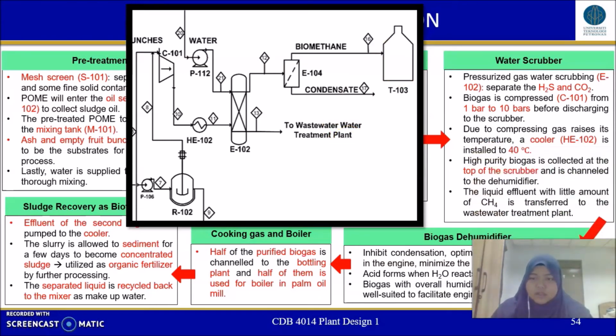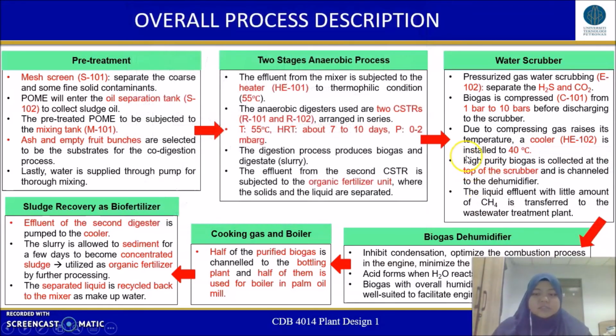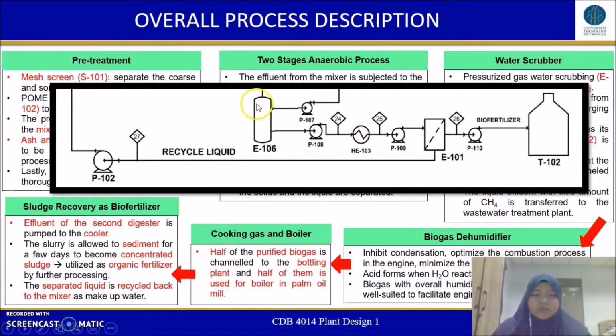So next is for the digestate that is obtained from the reactor. It will be thickened by sedimenting for a few days to become a concentrated sludge, and this concentrated sludge will be separated from its liquid. The solid will be the biofertilizer, and the liquid will be recycled back to the mixer as the makeup water. So that is all for the overall process description.